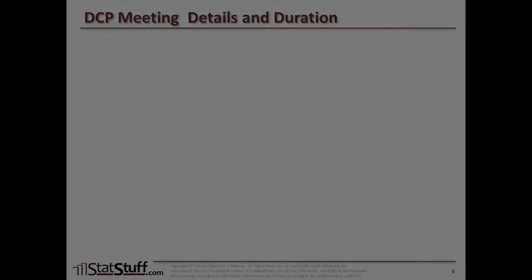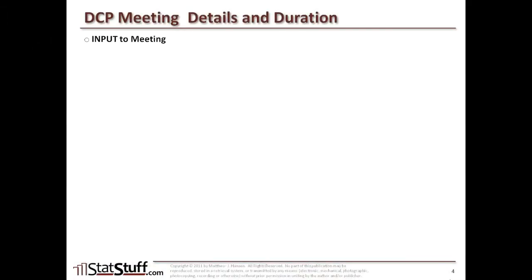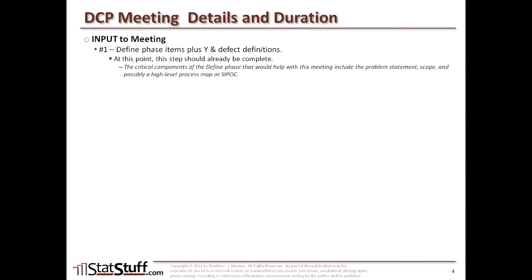Okay, now let's explore in a little more detail those different steps and touch on some time estimates for each step. Well, starting off with our meeting as the input to that meeting, the first thing we're going to do is go over the define phase items plus our Y and defect definitions. So at this point we should already have those things complete. So the critical components of the define phase that we want to go through with the meeting could include like the problem statement, the scope, and possibly a high-level process map or SIPOC. We want to make sure that they've got all that stuff prepared ahead of time before the meeting begins.